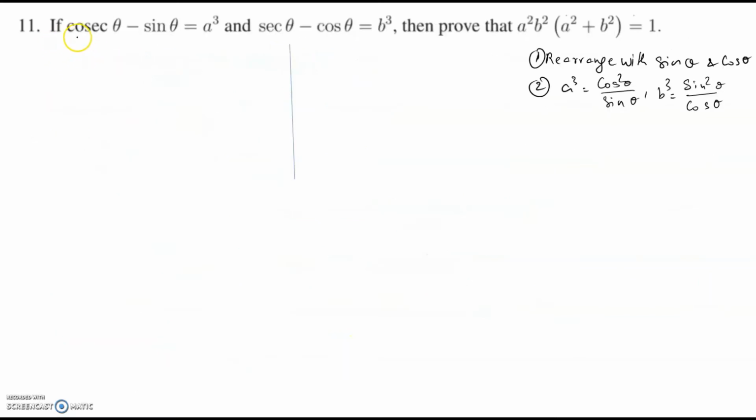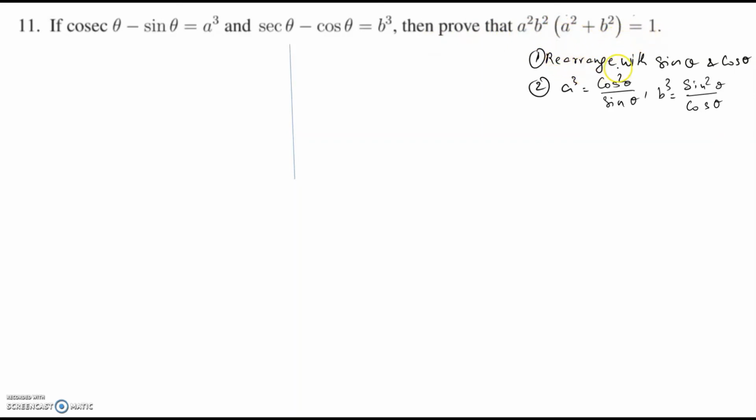Question number 11. If cosec theta minus sin theta is equal to a cube and secant theta minus cos theta is equal to b cube, then prove that a squared b squared into a squared plus b squared within brackets is equal to 1.